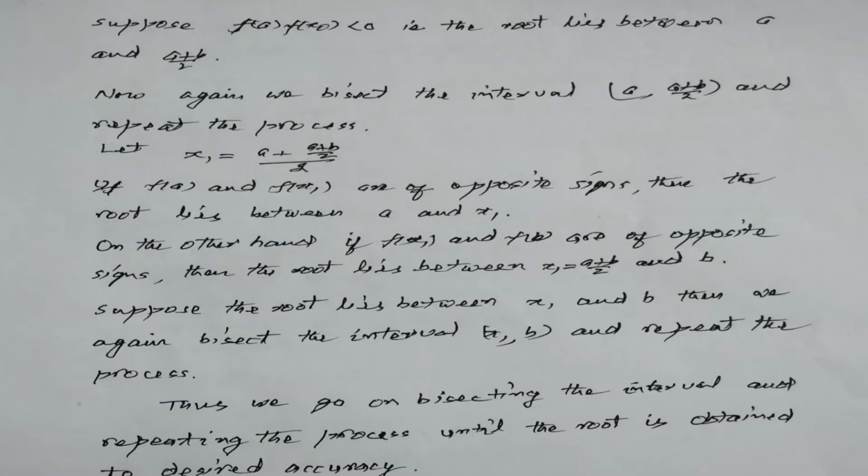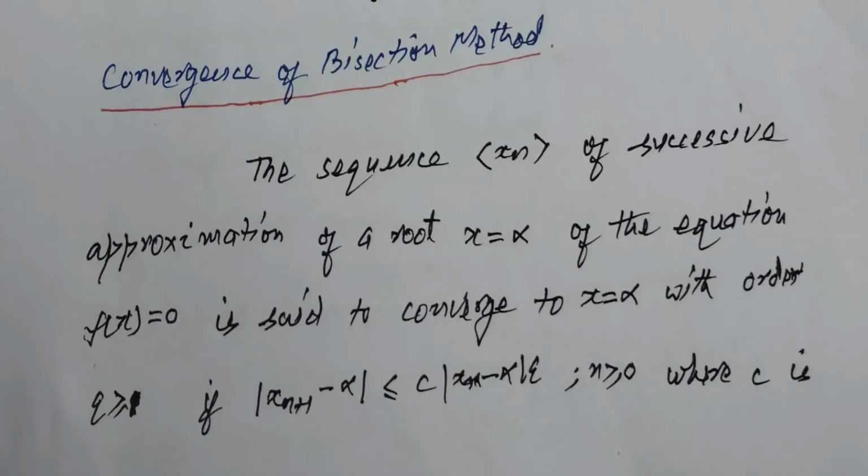Or we can say that in the process of bisecting the intervals, if two approximate values are about equal, then that value may be taken as the root of the equation f(x) equal to 0.